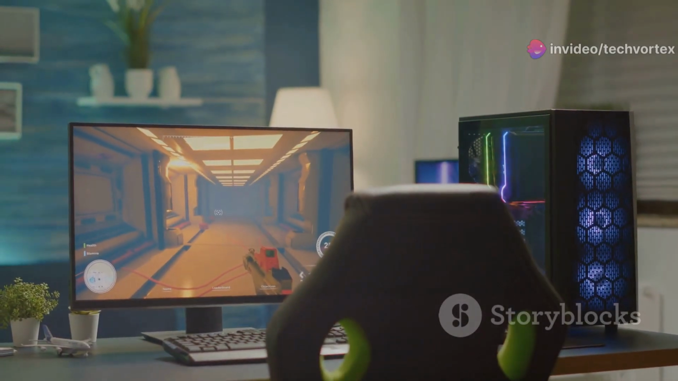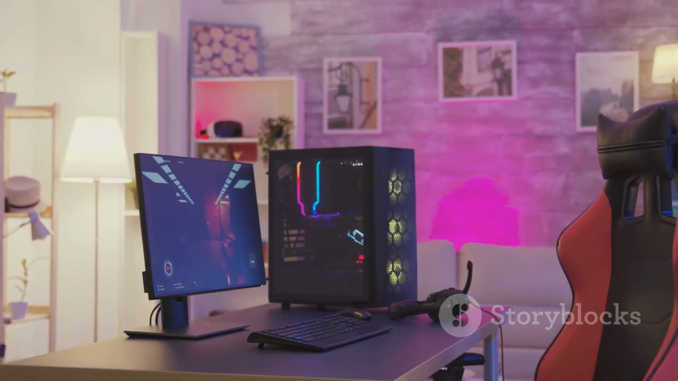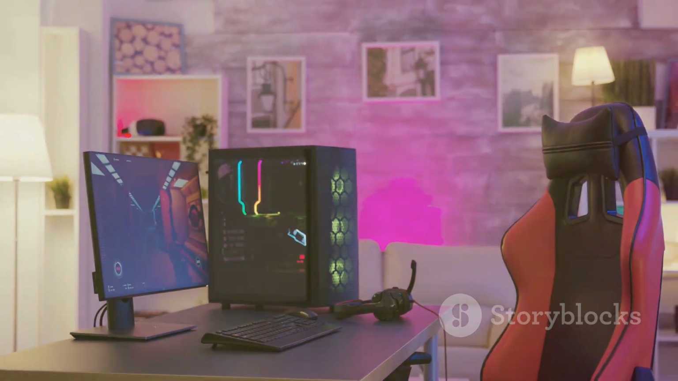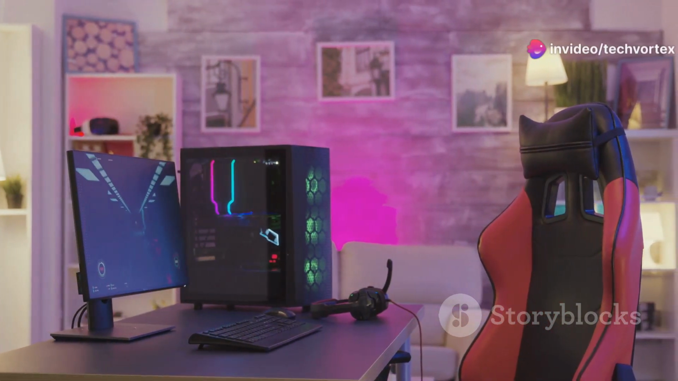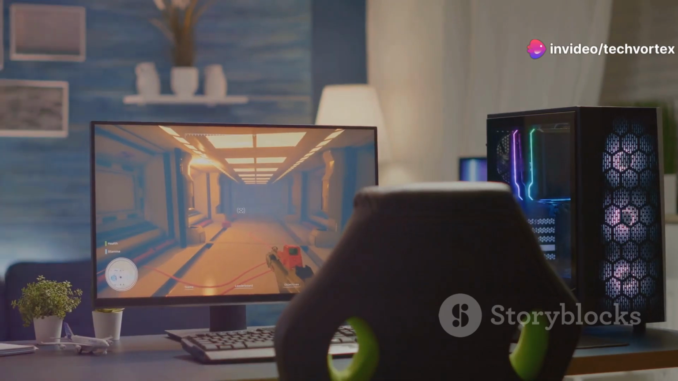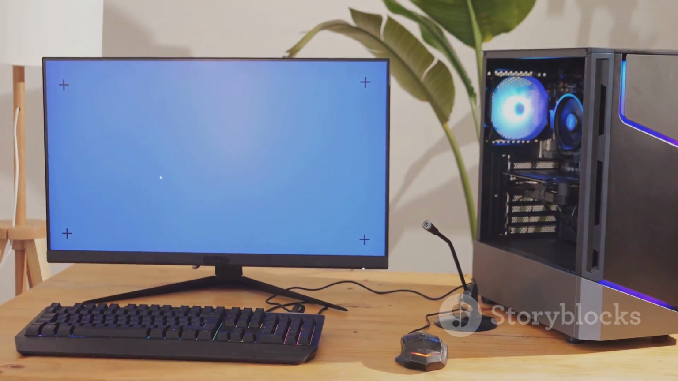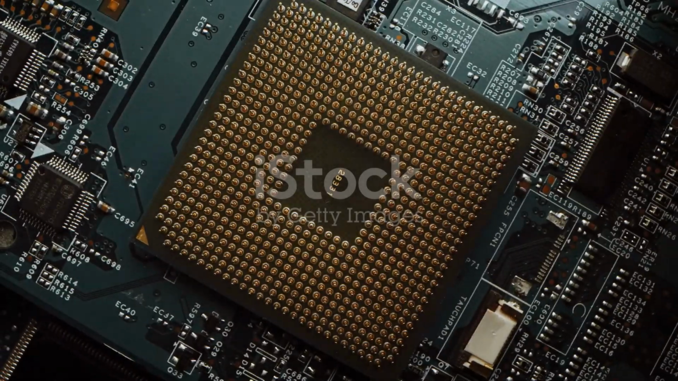If you're looking for the absolute best gaming performance and don't mind paying a premium, the Ryzen 9 7950X3D is the way to go. However, if you're on a tighter budget and need a well-rounded CPU for gaming and content creation, the i9-14900K offers excellent value.